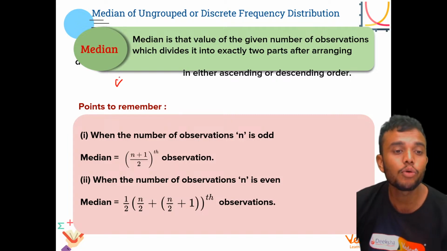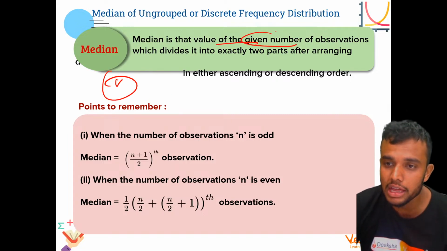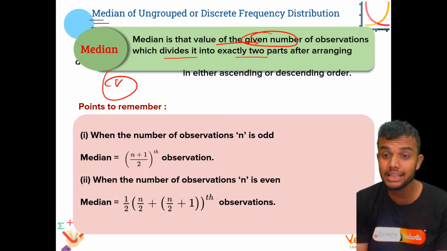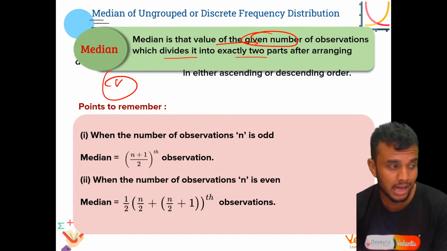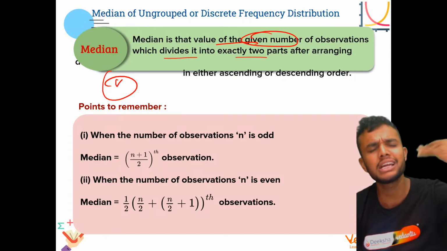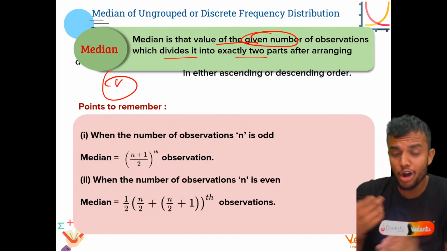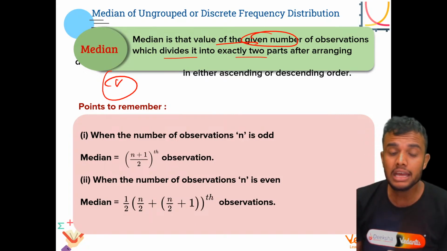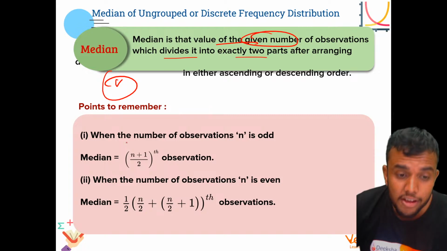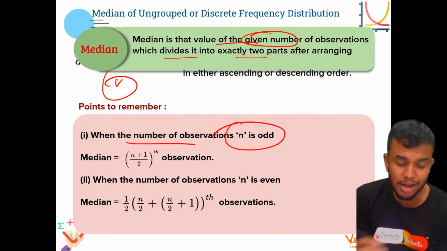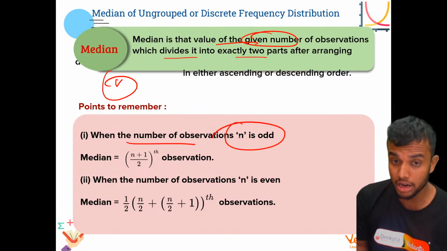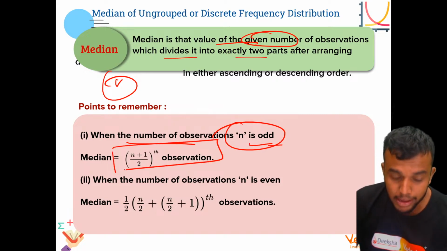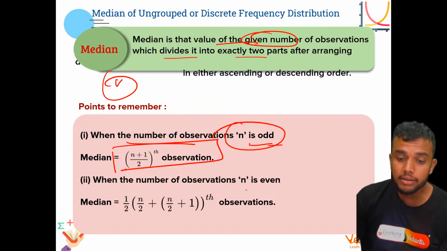Then the median. What is median? Median is that value of the given observations which divides them exactly into two parts after arranging in either ascending or descending order. If you arrange all values in increasing or decreasing order, the median exactly splits the terms. Here we need to remember 2 points. It depends on whether n is odd or even. If it's odd, then the median value is the (n plus 1)/2th observation. If it's even, use this value.